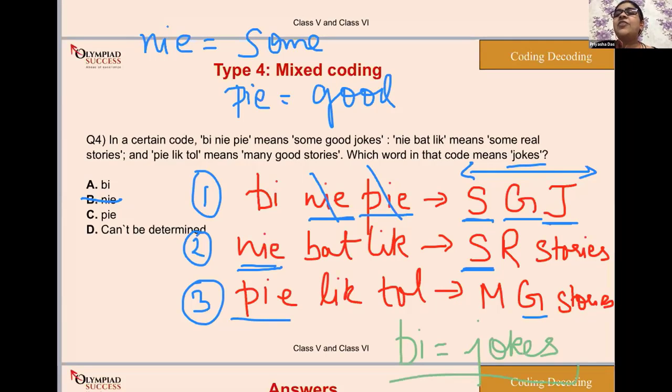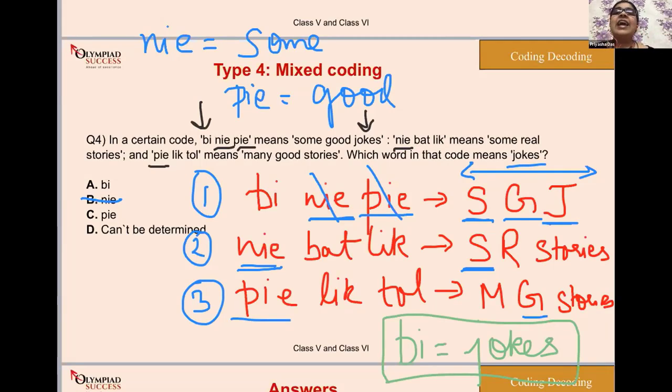The shortcut way of doing it is finding out the similar codes. The moment you look at the question, with the help of black pen, I can show you that nai and nai are repeated, pi and pi are repeated. So that means the only term which is not repeated will be the answer for jokes. So this is a shortcut, and the conventional method is also what I discussed on the screen.